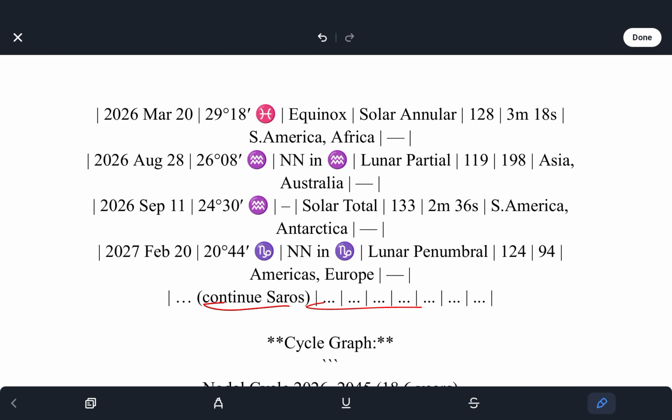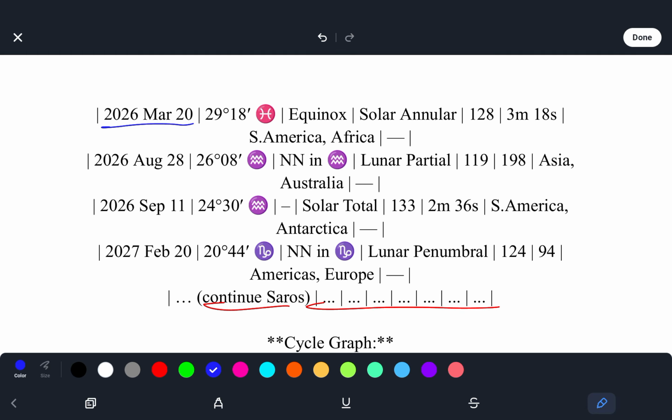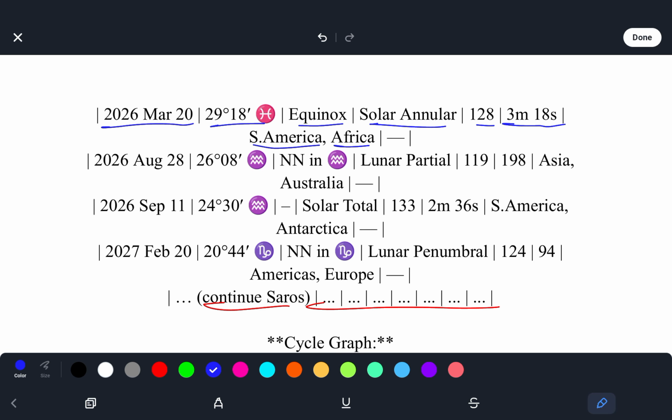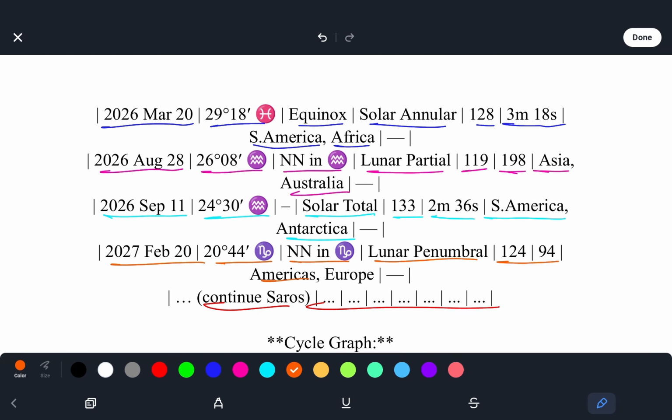And we continue through Saros, but we will go over these ones. March 20th, 2026, we see 29 degrees 18 Pisces, equinox, solar annular, 128, 3 minutes 18 seconds, South America, Africa. August 28th, 2026, 26 degrees 08 Aquarius, North Node in Aquarius, lunar partial 119, 198, Asia, Australia. September 11th, 2026, 24 degrees 30 Aquarius, solar total 133, 2 minutes 36 seconds, South America, Antarctica. And February 20th, 2027, 20 degrees 44 Capricorn, North Node in Capricorn, lunar penumbral, Americas and Europe.